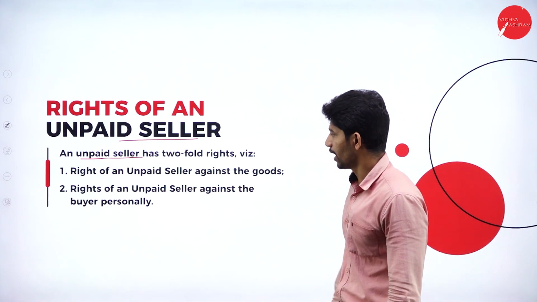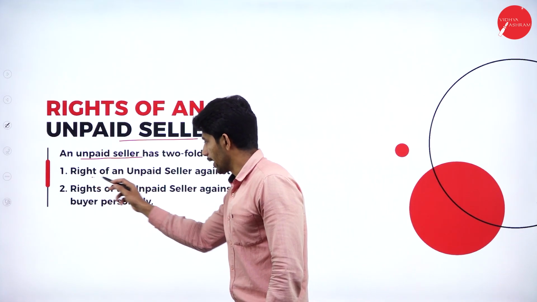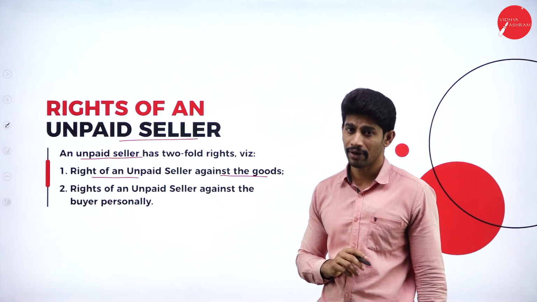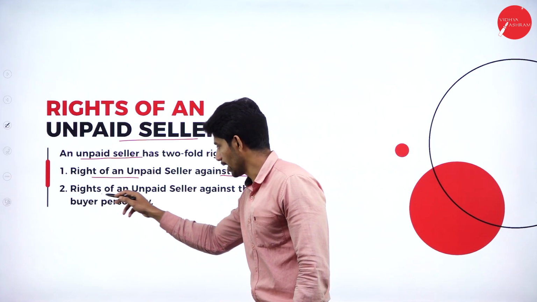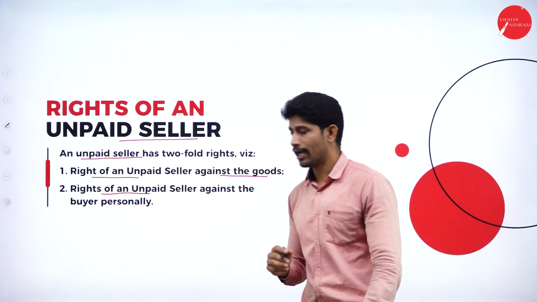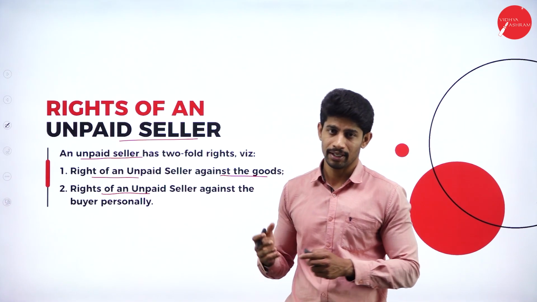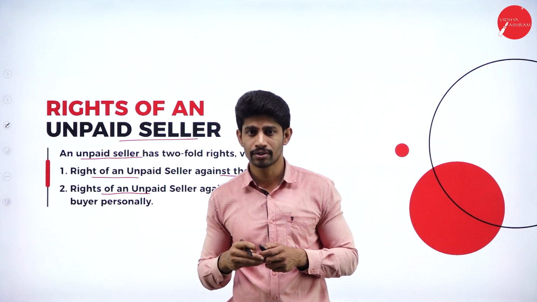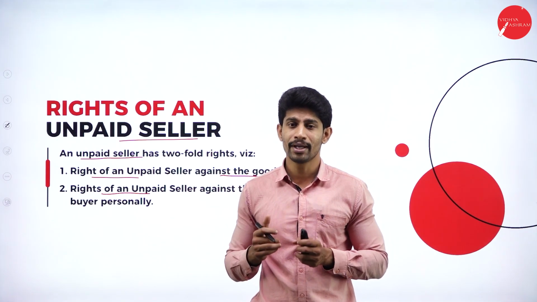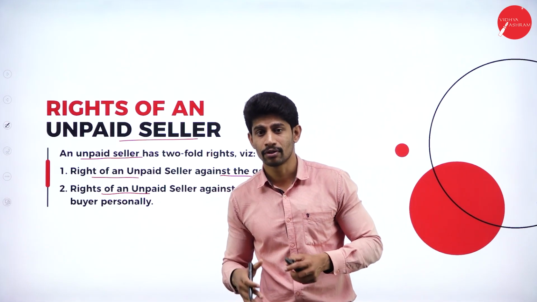An unpaid seller has twofold rights: the right of an unpaid seller against the goods, and the right of an unpaid seller against the buyer personally. The first is the right against the goods. He has this right because the goods are in his possession, and yet the amount is not paid. Still he has the right to defend himself, saying the product belongs to him, because he is in possession of the goods.